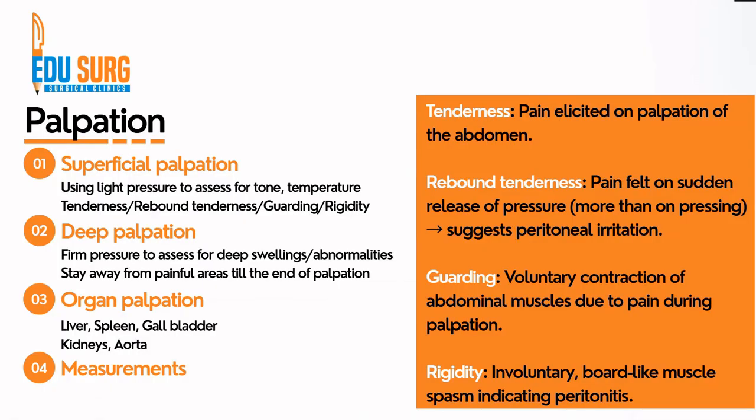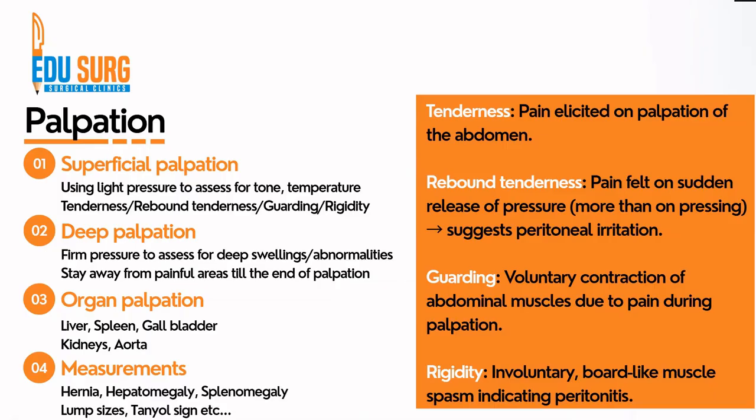As I said, we will cover this in a separate video where we will discuss the various techniques for palpation of liver and spleen, gallbladder, kidneys, and aorta. The aorta is also often palpated, especially in cases with aortic aneurysm.